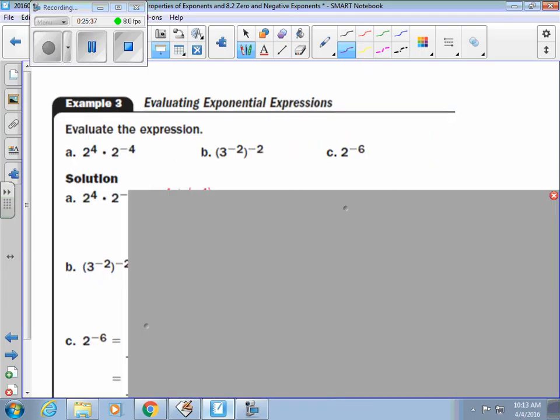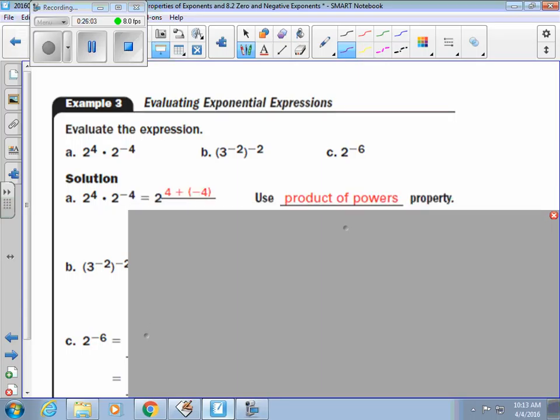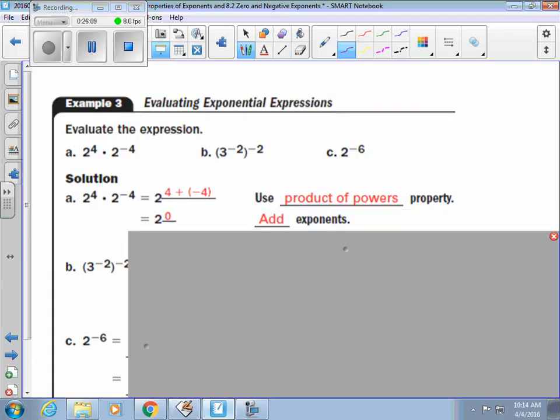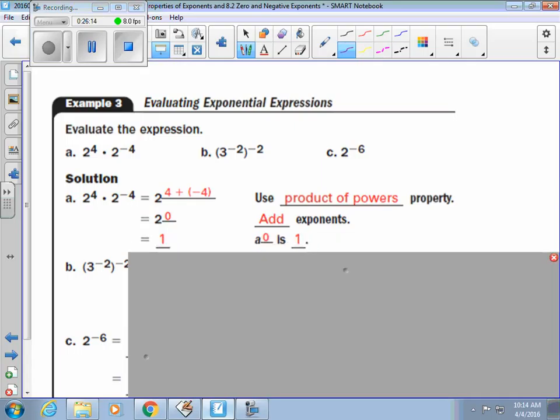Then we have example number 3, evaluating these expressions. 2 to the 4th times 2 to the negative 4th. Multiplying the same bases, 2 and 2. What do you do with the exponents? This is going back to the lesson we did first. What do you do with the, that's right, you add them. You add 4 plus a negative 4. 4 plus a negative 4 is the same thing as 4 minus 4. What is 4 minus 4? It's not a trick. 0. And what is anything to the 0 power? Nope. 1. Anything to the 0 power is 1. Remember, anything to the 0 power, 1.